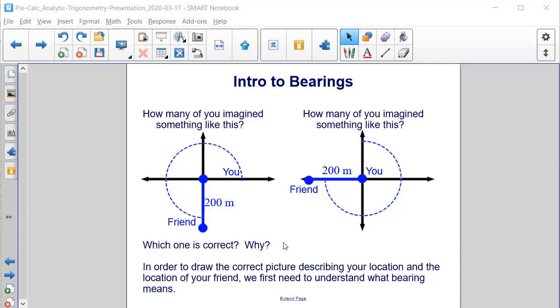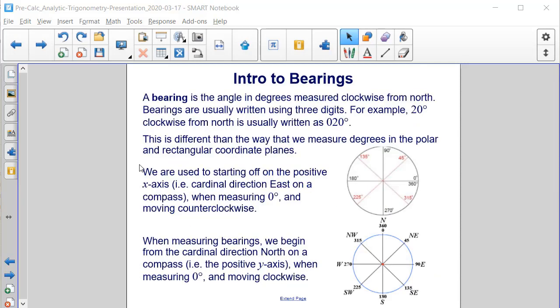Well, in order to draw the correct picture describing your location and the location of your friend, we first need to understand what bearing means. A bearing is the angle in degrees measured clockwise from north. Bearings are usually written using 3 digits. For example, 20 degrees clockwise from north is usually written as 020 degrees.